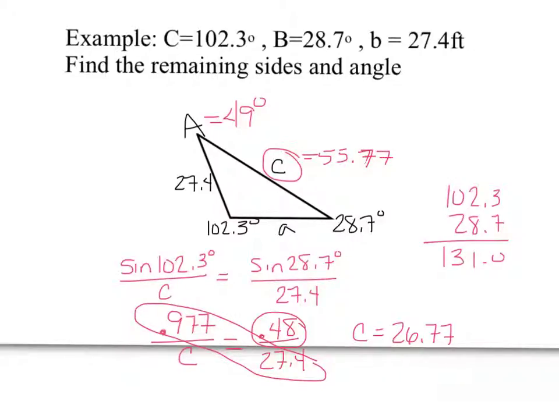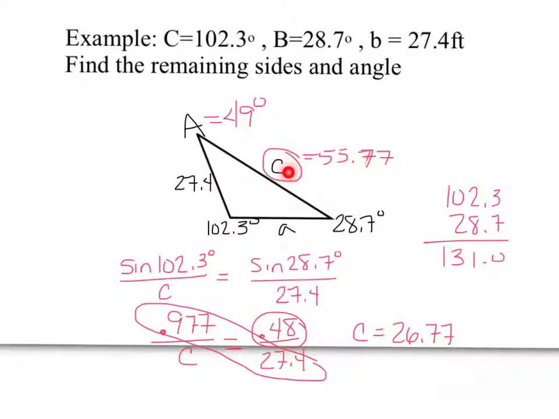All right, now, how did I know 26.77 was not the correct side? So what I'm looking at is that the biggest angle should have the biggest side, right? So my biggest angle is 102.3. This side should be bigger than any other side. If this one's 27, I know my answer is not 26, okay? So I'm looking for a number bigger than 27.